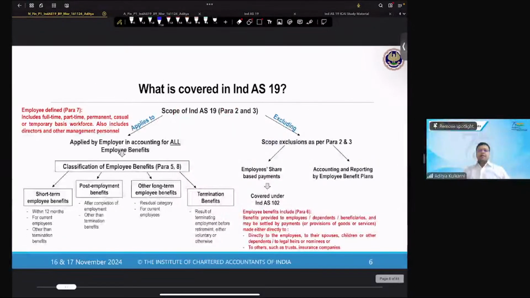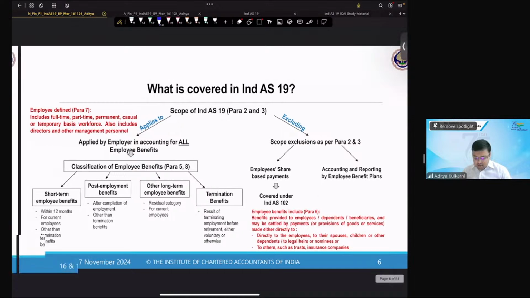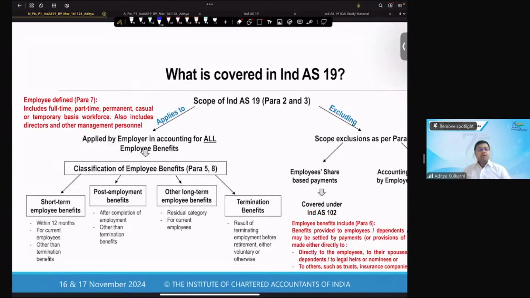Okay, all right. So what is covered under Ind AS 19? That is inclusions and exclusions. Inclusions: it is applied by the employer in accounting for all employee benefits. These are categorized under 4 types: short-term benefits, post-employment benefits, other long-term benefits, termination benefits.